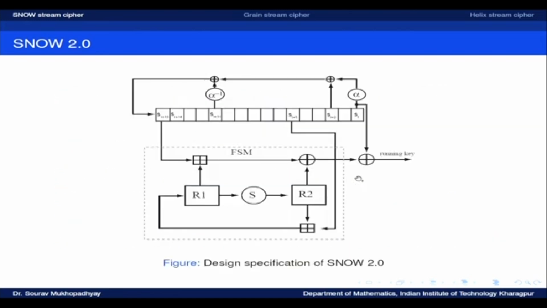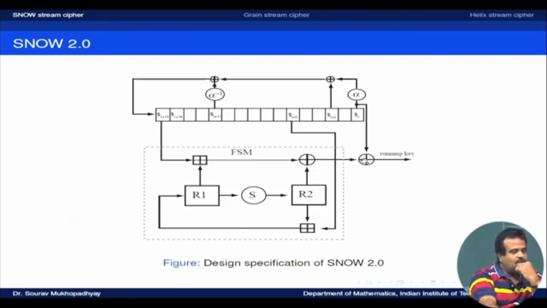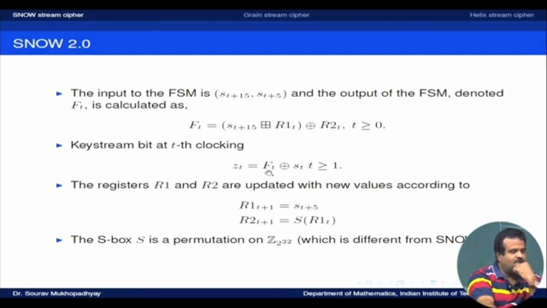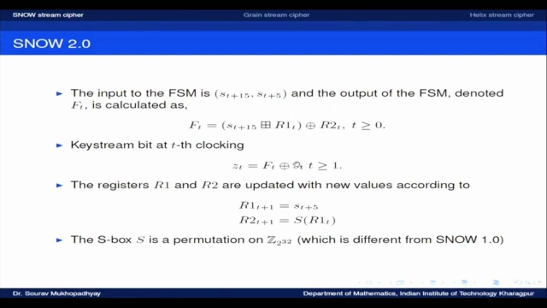So if you come to the figure, this is the output. This is coming from the LFSR bit x_t. This is XORed with this output, so this is our key stream bit. This is our f_t. f_t is the output of the finite state machine, and x_t which is coming from the LFSR, and these two are XORed to get the z_t.